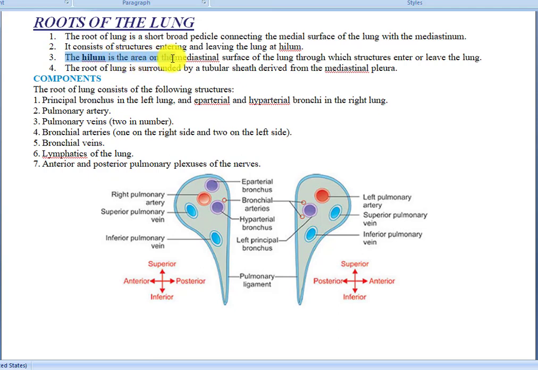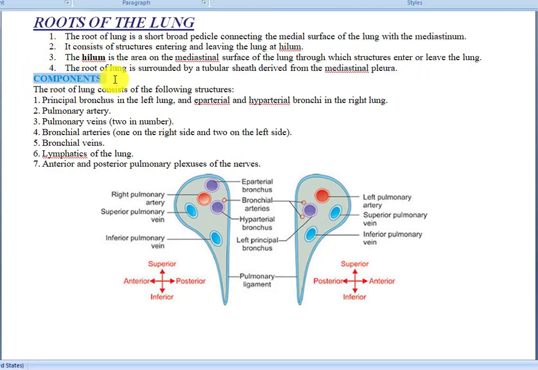The hilum is the area on the mediastinal surface of the lungs through which structures enter or leave the lungs, right? Then the root of the lung is surrounded by a tubular sheet derived from the mediastinal pleura. Okay, this was its introduction.